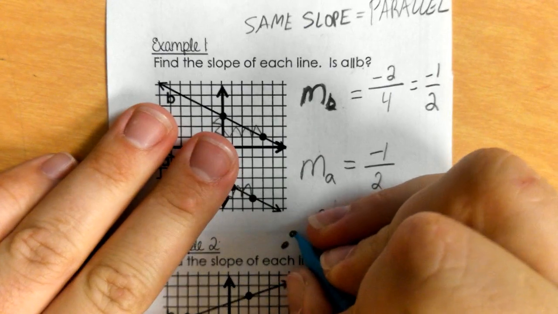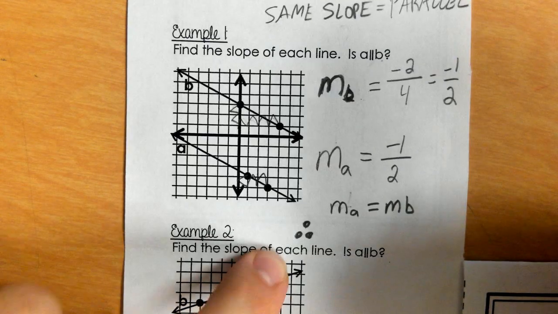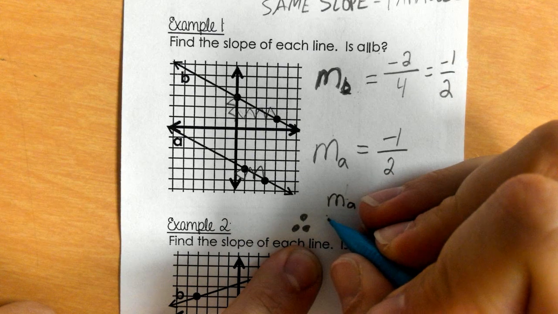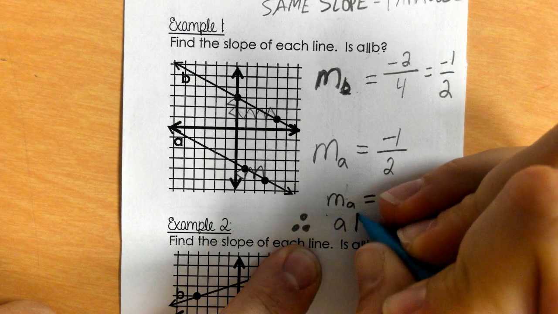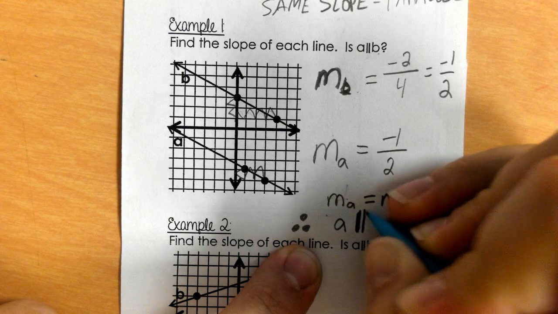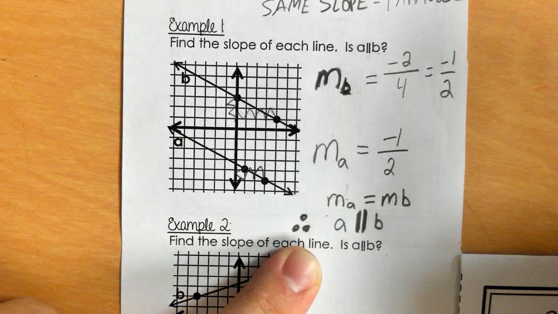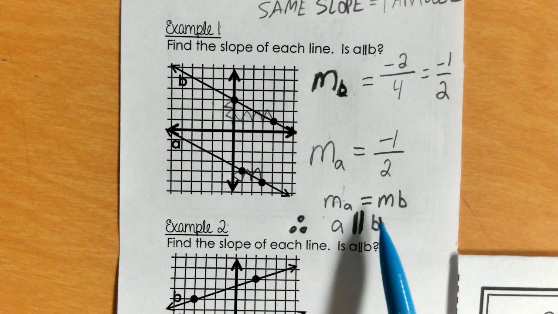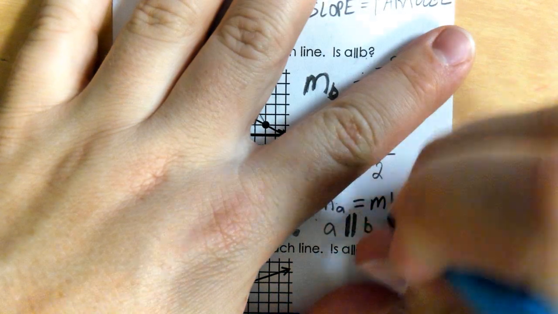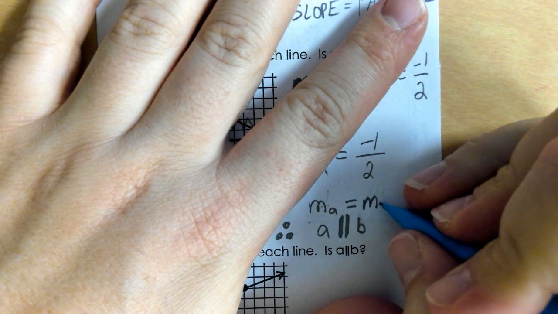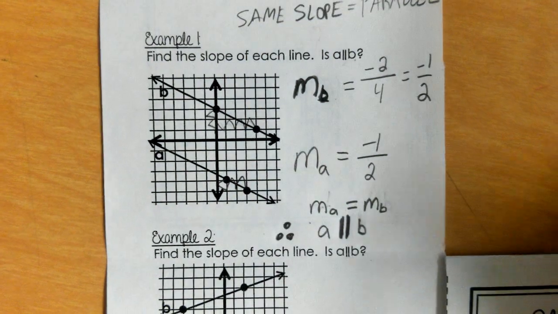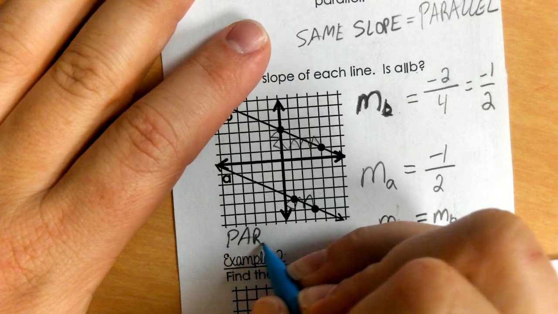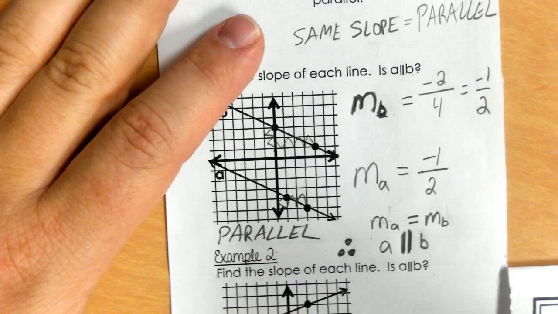Therefore, three dots means therefore. Therefore, A is parallel to B. The slope of line A equals the slope of line B. It's a subscript. Therefore, we can say they're parallel.